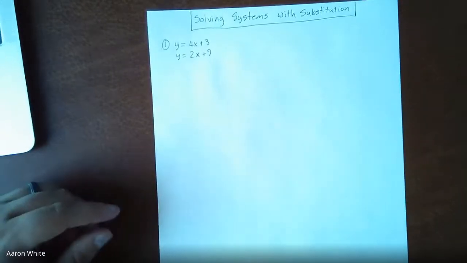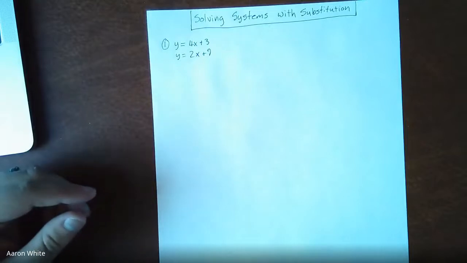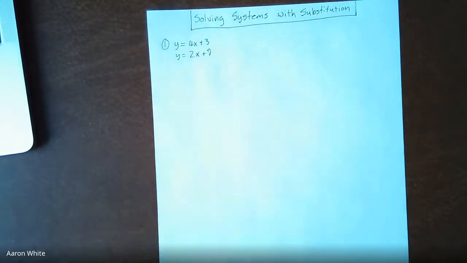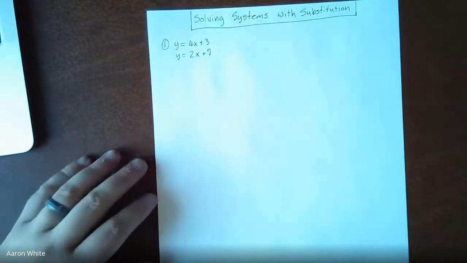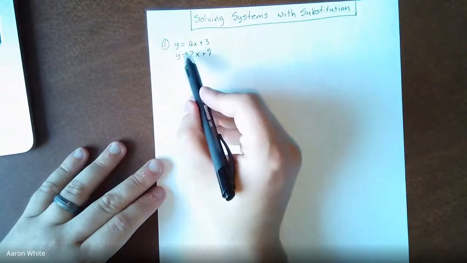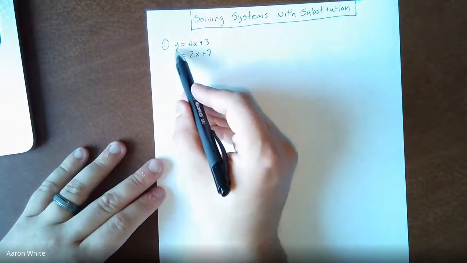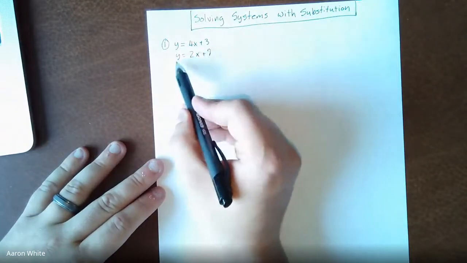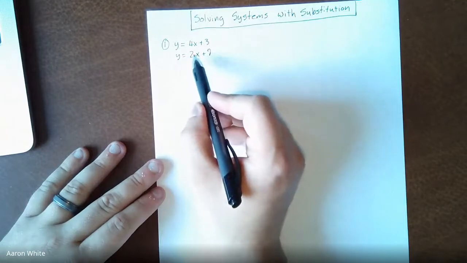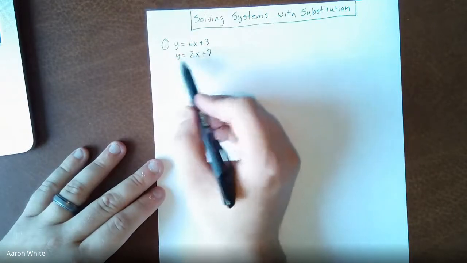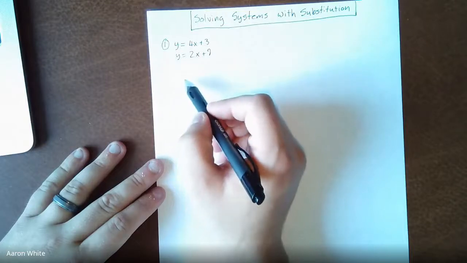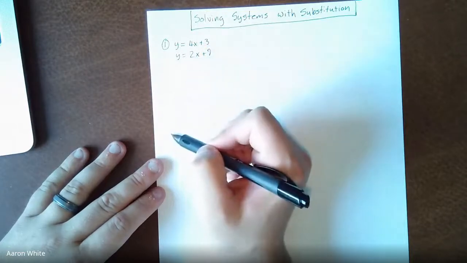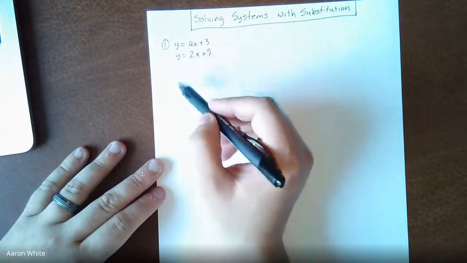So in this problem, we're trying to substitute one equation into the other so that we can solve for a single variable. And then we'll take whatever that answer is and plug it back into our other equation at the end. So what I noticed in this first problem is that both of these equations have y equals. So we have y equals 4x plus 3 and y equals 2x plus 9. Well, if y is equal to both of these things, then it would make sense that these things must be equal to each other because they both have a value of y.